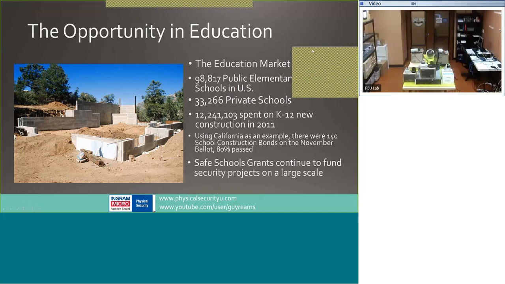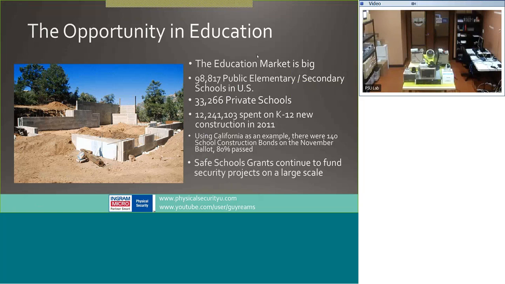So the education opportunity is a big one. I was digging up some research. There are almost 100,000 public elementary and secondary schools in the United States. There's basically a school in almost every one of our communities. No matter where you're at in the country, whether you're in an urban environment or in a rural environment, chances are you have 1 or more educational facilities, either public, private, or post-secondary, in your community.